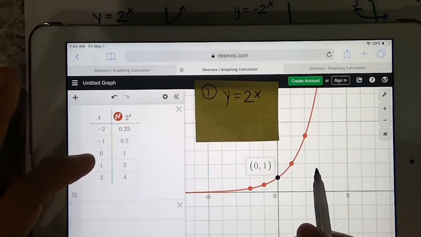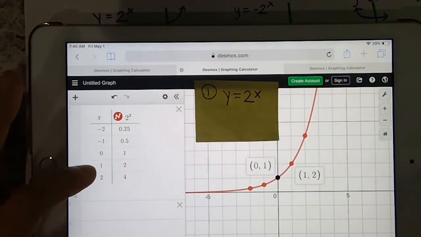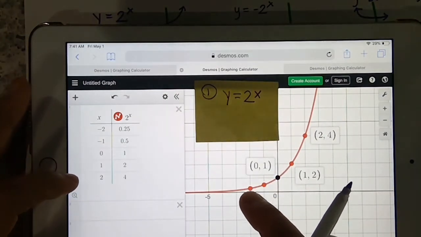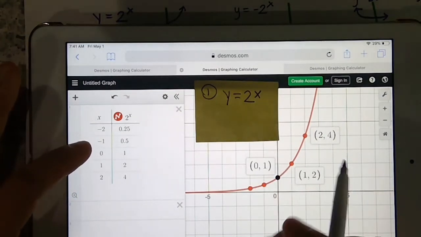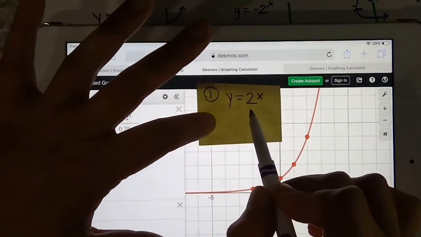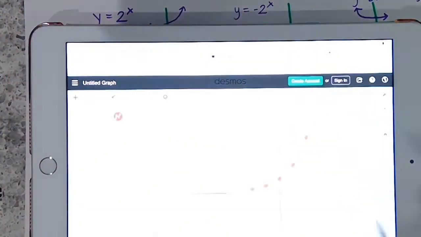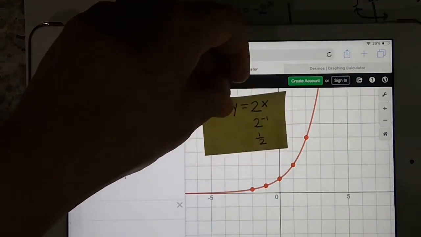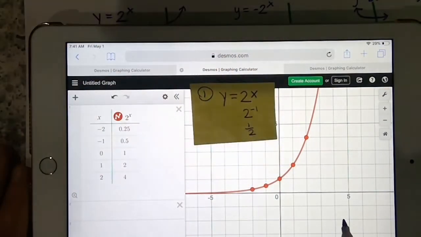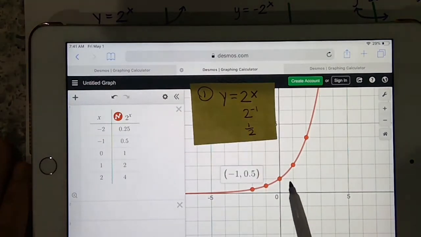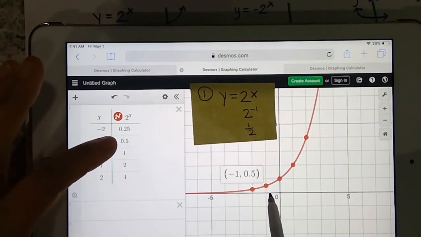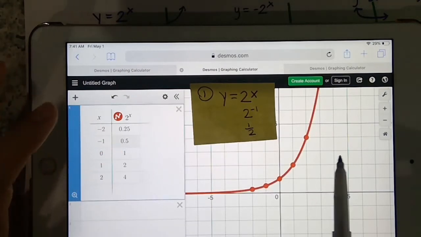If you plug in 0, you get 1. If you plug in 1, you get 2. If you plug in 2, you get 4. Okay? All right. And then from here, you could plug in values. If you plug in -1, 2 to the -1 is the same thing as 1/2. So in that case, if you were to make an XY table, when you plug in -1, you get 1/2. Okay, so go ahead and plot that.